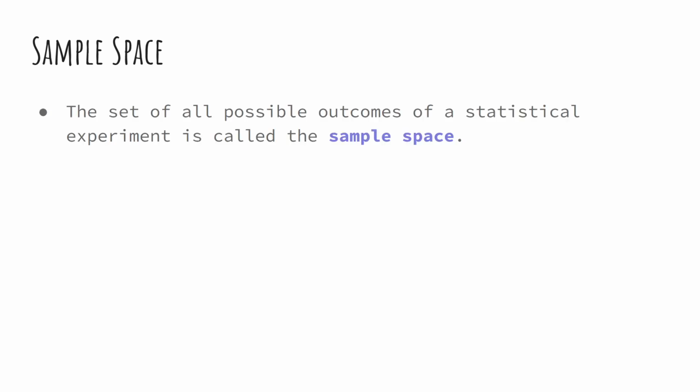Okay. So now let us go further to the next thing, that is called a sample space. So the set of all possible outcomes of a statistical experiment, they are called as the sample space. Okay.